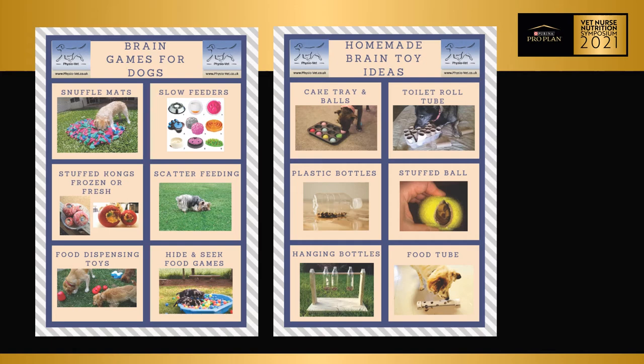And then on the right, there's brain games or environmental enrichment that you can actually make from things that you've got lying around the home already. So you've got your toilet roll tubes in a Tupperware box, your cake tray and balls, just a tennis ball that's been slit open and stuffed with kibble or treats. So these brain games can be relatively inexpensive and easy to create.